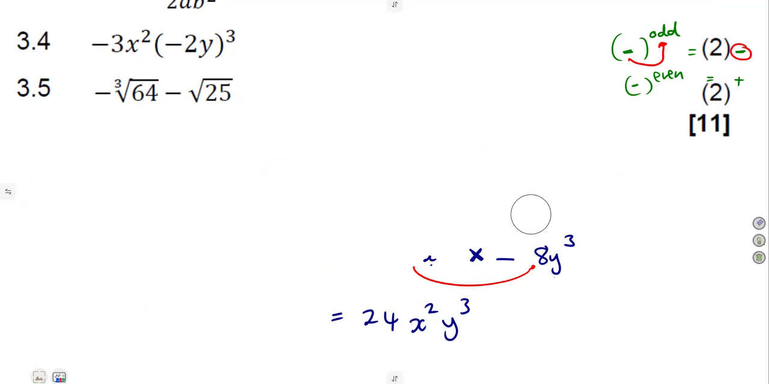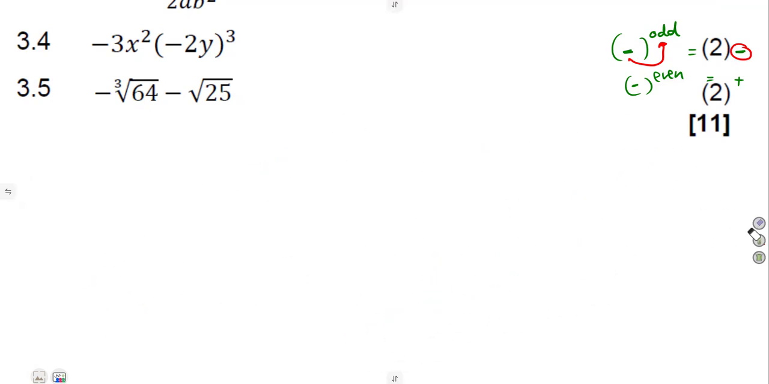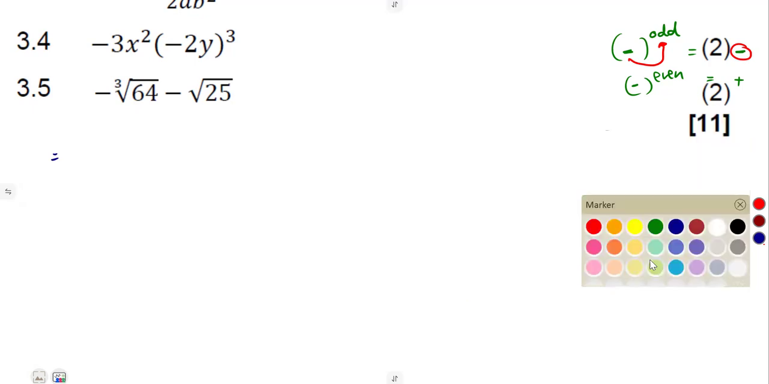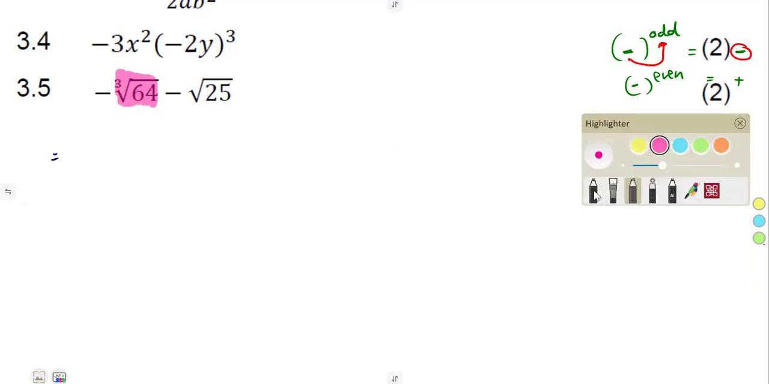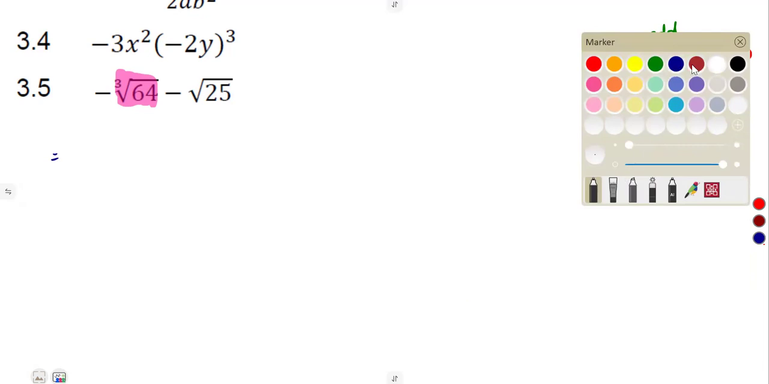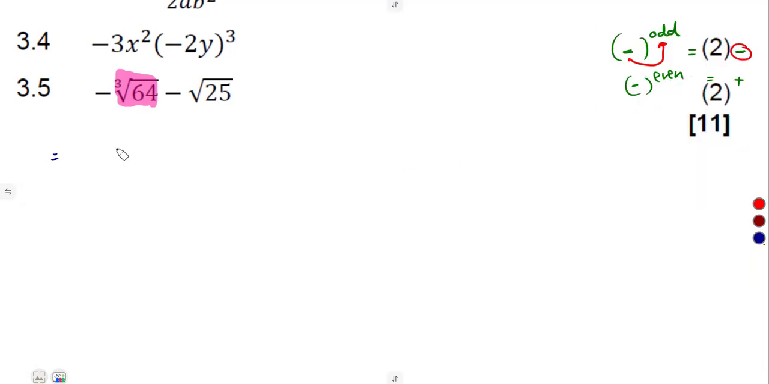All right, let's consider the last question, which is 3.5. All right, the cube root, there is a negative there. So you must consider that negative. So it's negative on its own. The cube root of 64 is something that is on its own. The minus, the negative that we see, is a separate thing. So we are going to have minus first here.